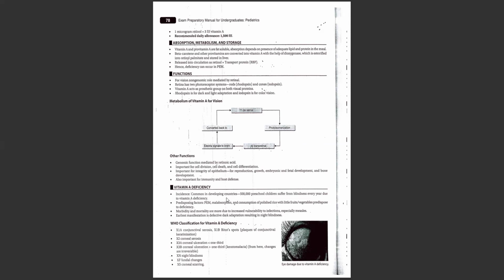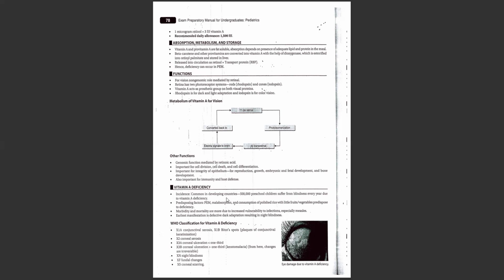The metabolism of vitamin A for vision is shown in this flow chart. Because of light, 11-cis retinal is converted into all trans retinal by photoisomerization. This all trans retinal is converted to electrical signals to the brain, and it then converts back to 11-cis retinal. That is the metabolism of vitamin A for vision, in short.